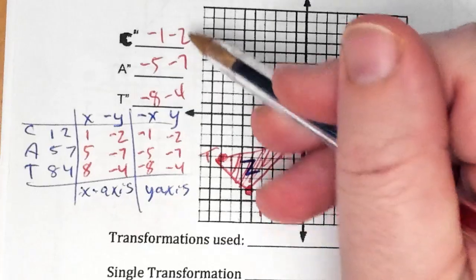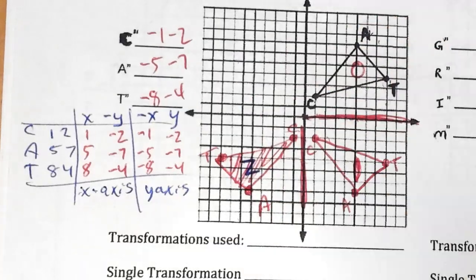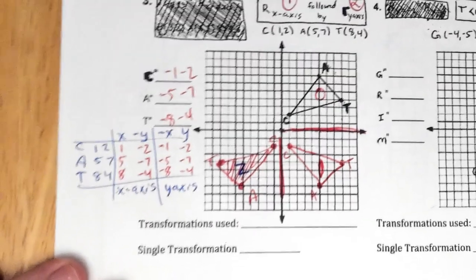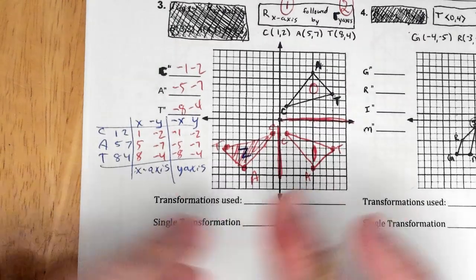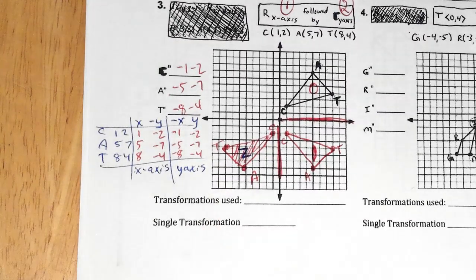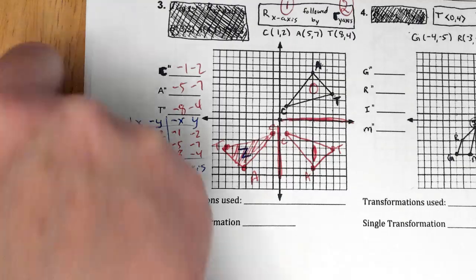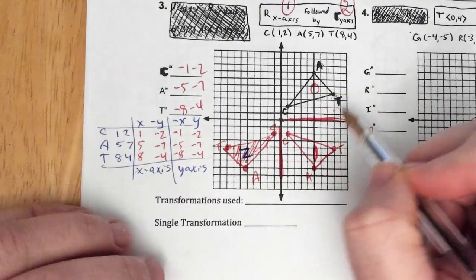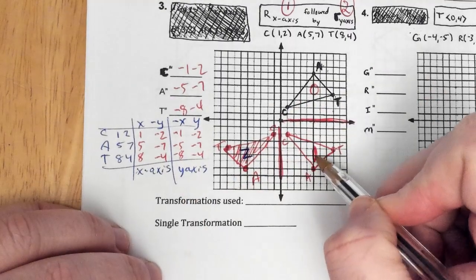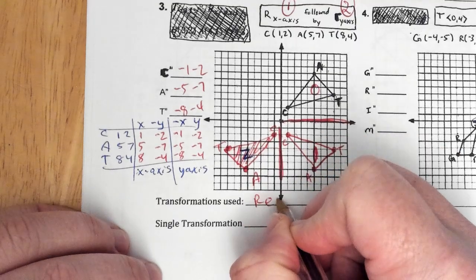Okay, double check. Are all these answers the same thing as that? Yes, they are. I feel really good about this. Awesome. I got it right. I got the same answers twice now. Okay. And then the transformations. What transformations did you use? We reflected and we reflected again. So reflections.